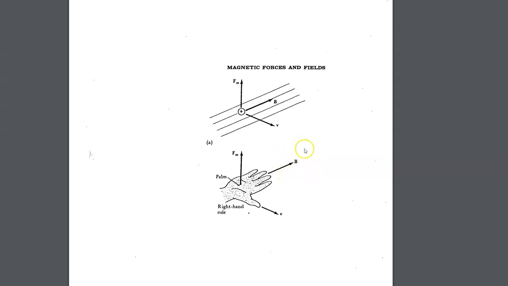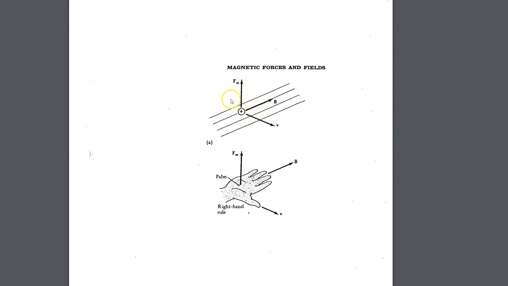Remember, B is for flux density, V is for velocity of the charge or conductor, and F is the force on that conductor or charge. If I orient my right hand this way, you can see the force on the charge. The charge is moving in the direction of V. The north pole is here, the south pole is here, so the magnetic field is in the direction of these fingers, and the force is perpendicular to the plane of V and B.